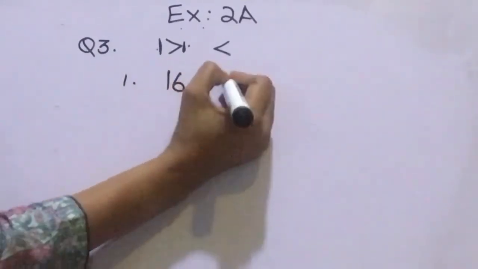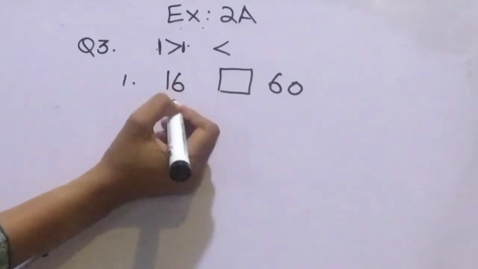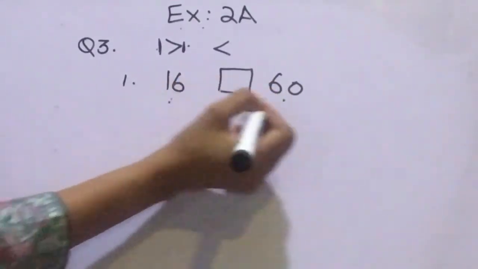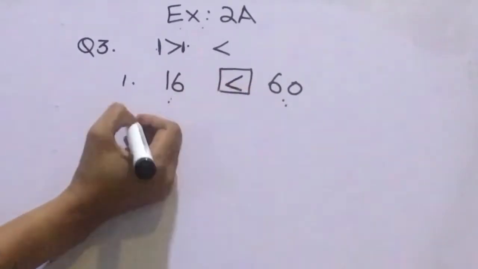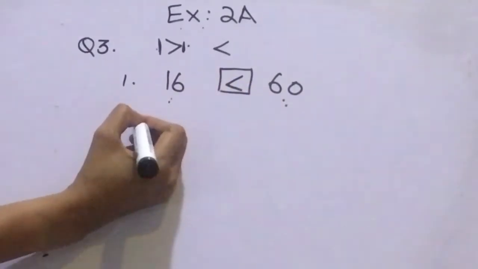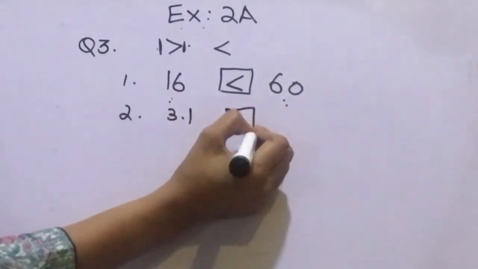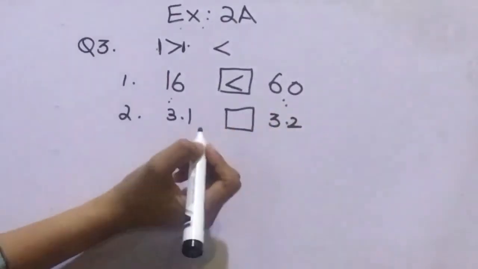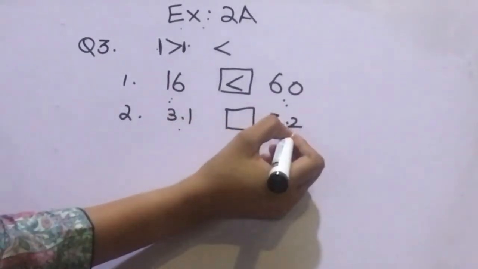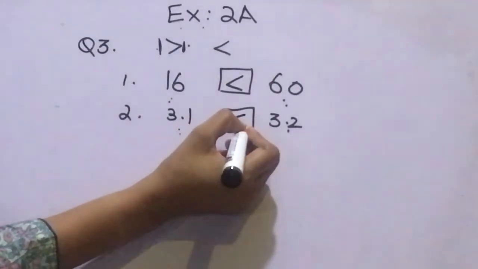Number 1, 16 and 60. Which one is greater? Both are positive numbers and positive integers. So 60 is obviously greater. Number 2, 3.1 and 3.2. Both are positive numbers. 3.2 is greater.